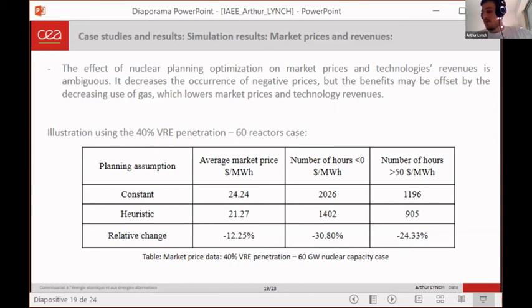Of course, building a model that would integrate both capacity expansion, which would allow us to have some investment decisions, would be really beneficial for the result.